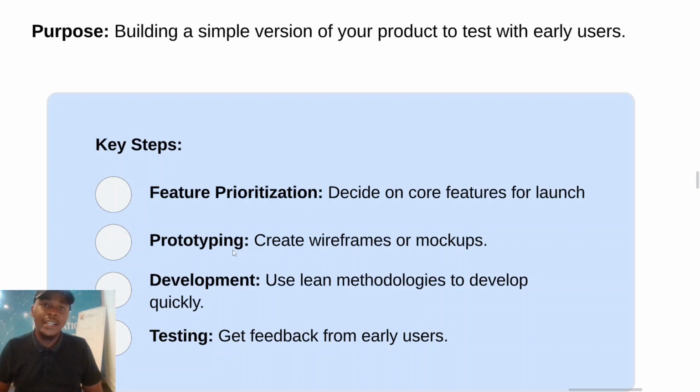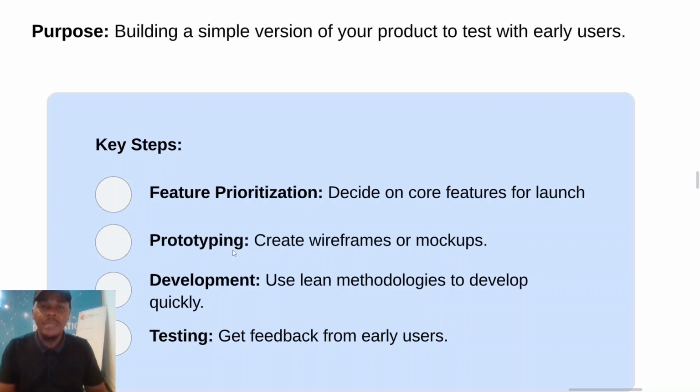And then you get into the development of the product, or rather the MVP, where you use lean methodologies to develop quickly. This is where you don't want to spend most of the time on the development, but rather you want to develop this in a quick and more efficient way, so that you can get this out to the users. They can test. If there's something they don't like, they come back to you, which is the last step mentioned here, the feedback from early users.